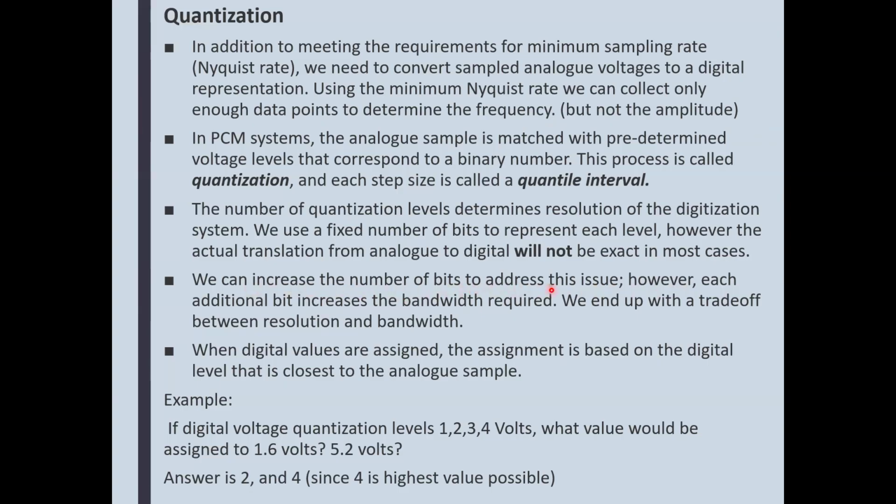So we can increase the number of bits to address that resolution. However, each additional bit increases the bandwidth required. We end up with a trade-off between the resolution and the bandwidth. What does bandwidth mean? Well, if your channel needs more bandwidth, then you can fit fewer channels in a certain span of frequencies. If you trade off the quality for assigning smaller bandwidth to each channel, you can fit more channels at the cost of the quality of the signal.